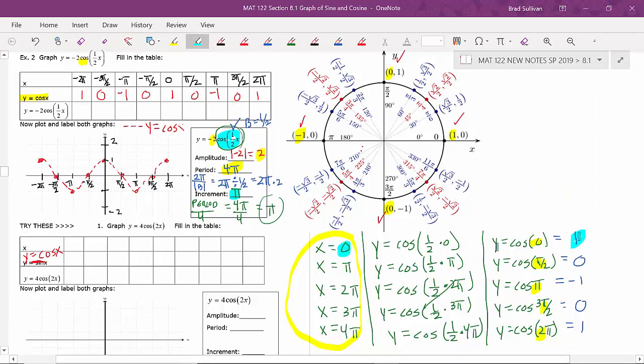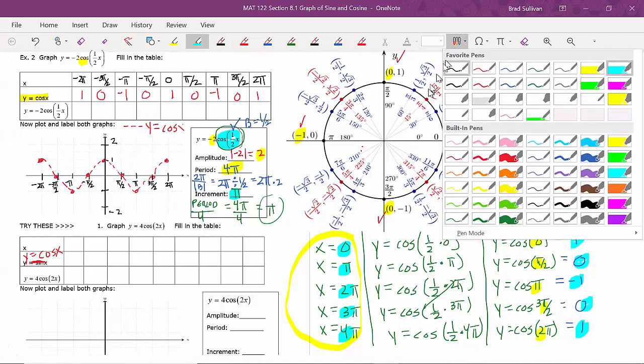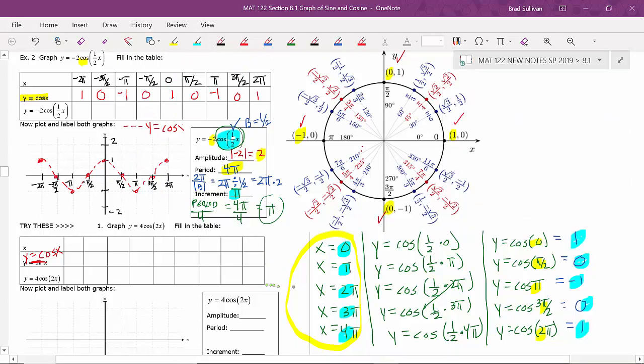(0, 1) is a point, (pi, 0), (2 pi, -1), (3 pi, 0), (4 pi, 1). Those are your key points. Now some of these are out of range of the graph, but we'll be able to cycle through this just fine. So if we start at x equals 0, this is at 1.